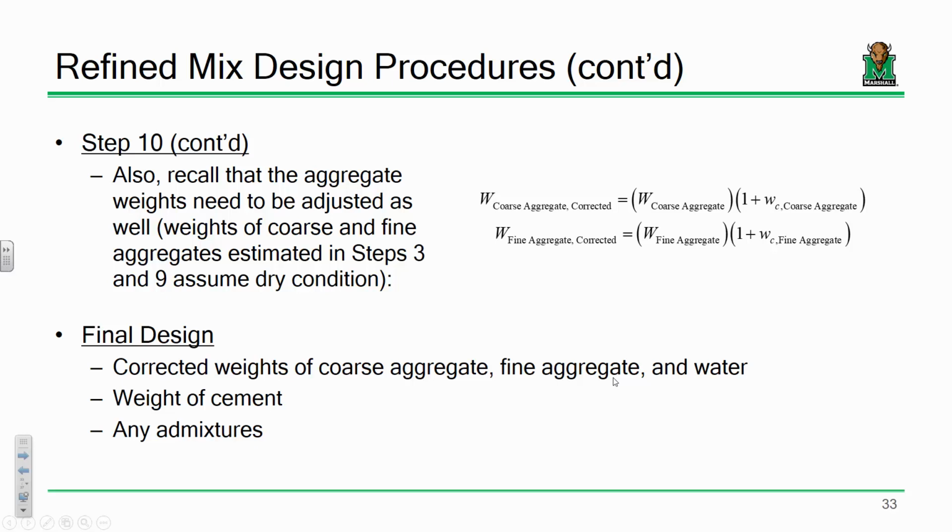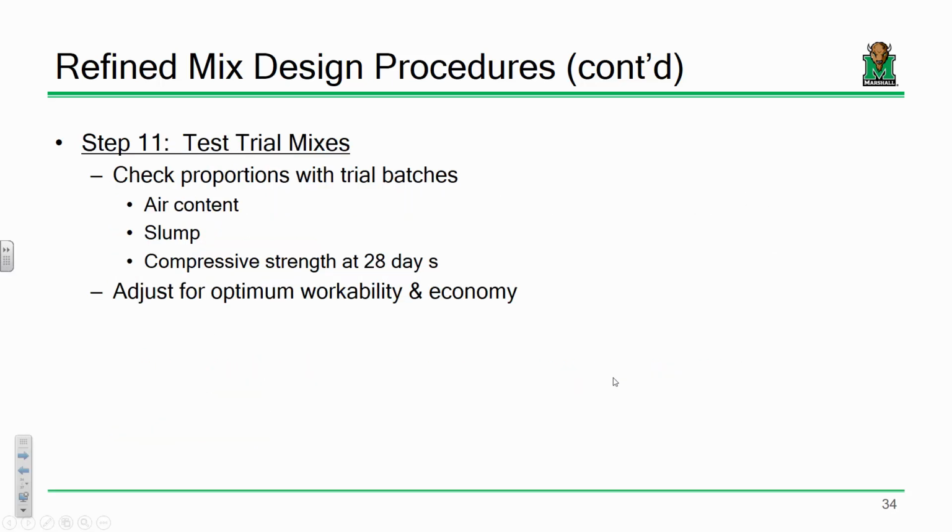Everybody okay with this so far? Now, this is a 10-step process. Technically, there would be a step 11, which is to test your mix, right? Which is what we're going to do in lab. We're going to actually go through and check air content, check slump. We're going to do 7, 14, and 28-day compressive strength tests and what have you. And then, based on your results, adjust it. So yeah.